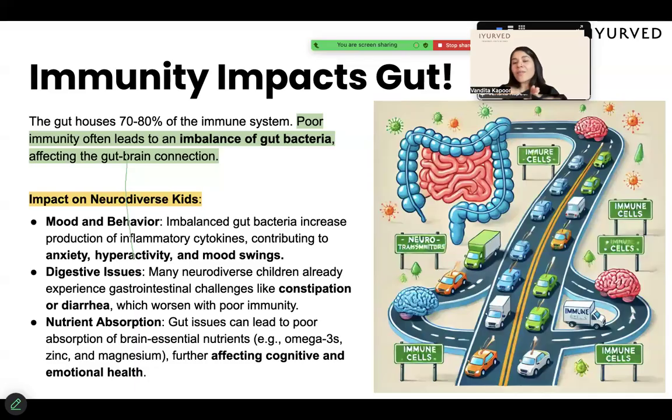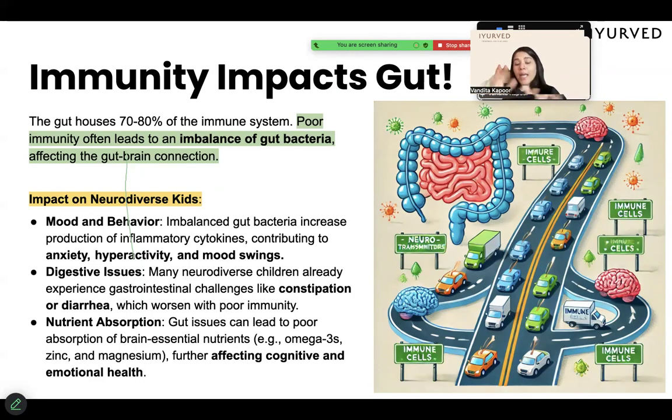It will also have a direct impact on the digestion of the child. You already know that a neurodiverse child's digestion is weak. This will make it even weaker. You will notice more diarrhea, more constipation. This is how a bad low immunity can weaken the gut.